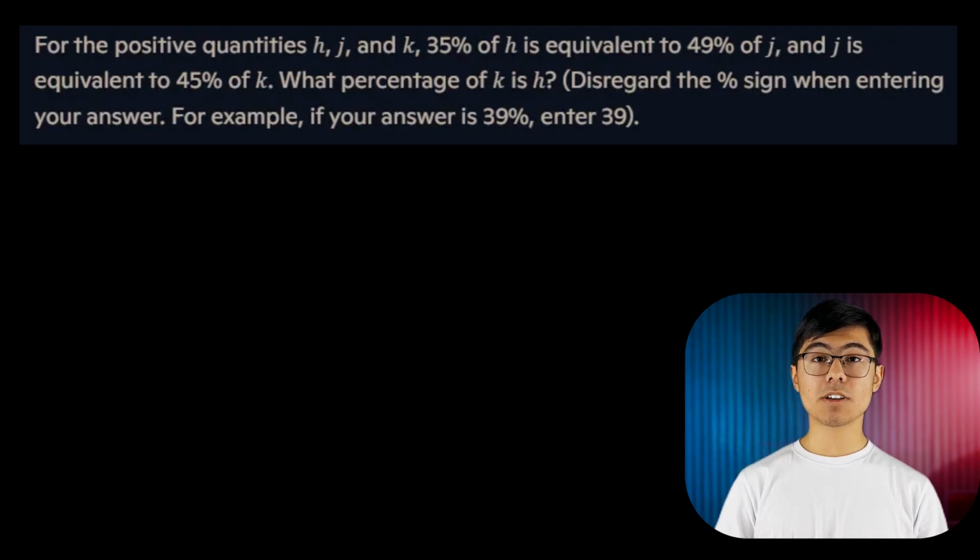Now here's our third prediction for December 2024. For the positive quantities h, j, and k, 35% of h equals 49% of j, and j is equivalent to 45% of k. What percent of k is h? So we don't have to worry about the percentage sign for now.